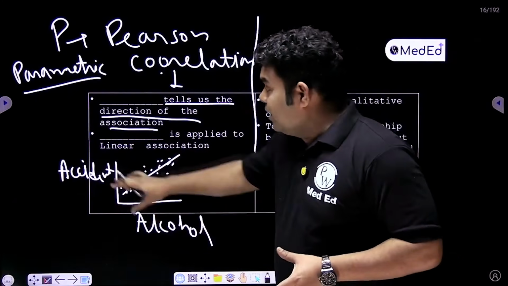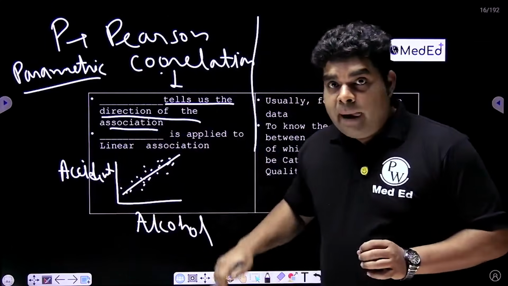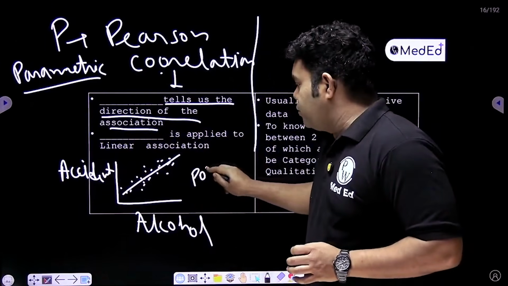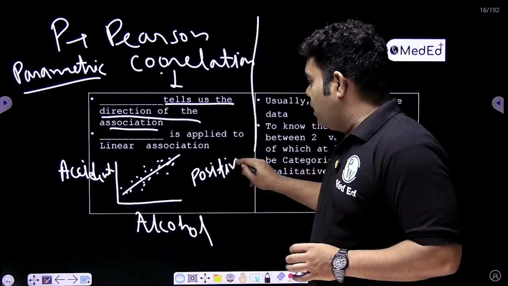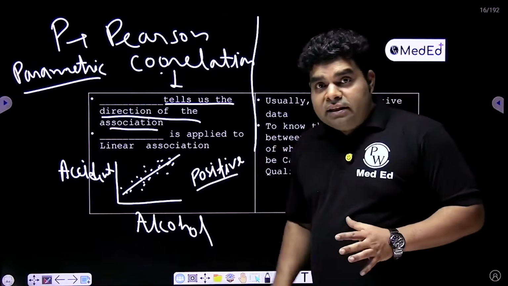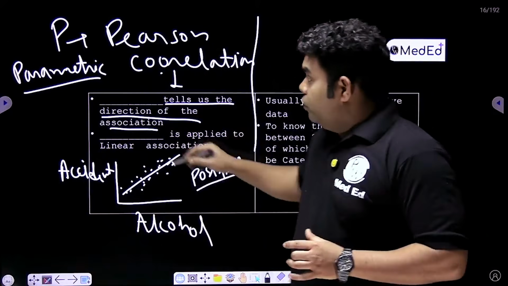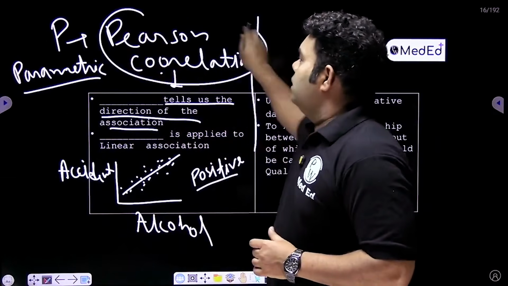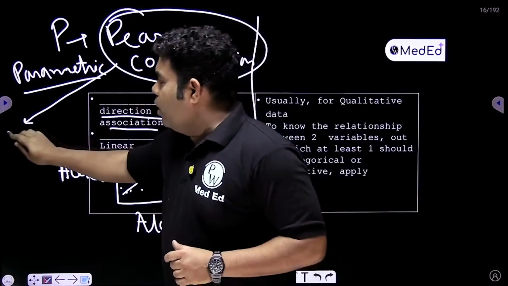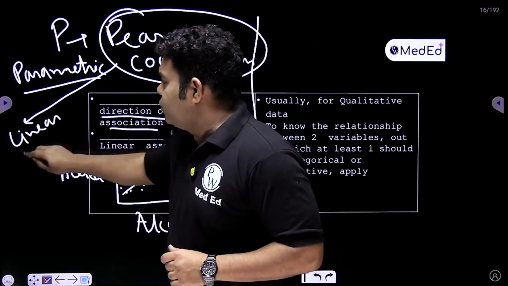This is showing a relationship, the direction of association. And here the direction of association is positive because they are both going in the same direction. And this relationship is linear. So Pearson correlation tells about linear association.